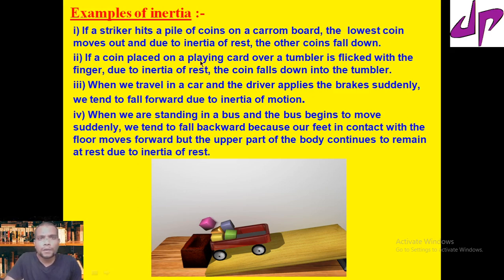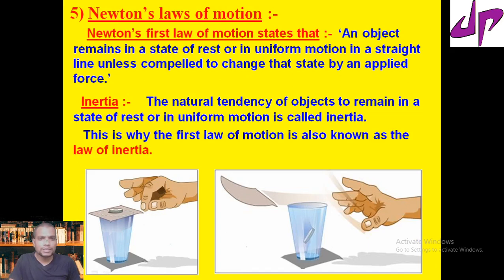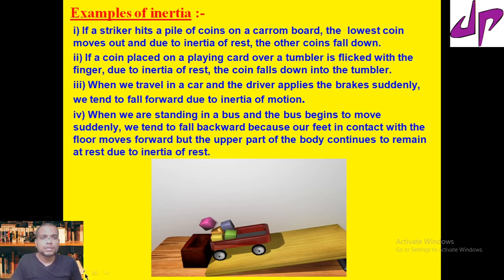If a coin placed on a playing card over a tumbler is flicked with the finger. So that's the example we discussed here. If the coin is kept on the tumbler and you flick the card, what happens? The coin falls into the glass. That is because of inertia due to rest.